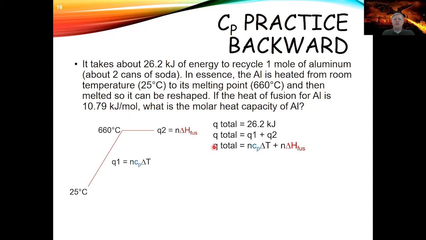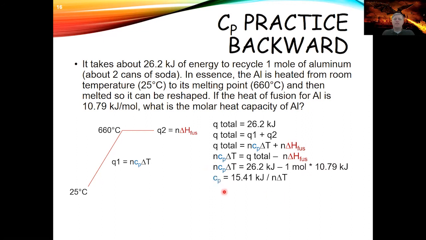So let's start by solving this just for this expression NC delta T over here. So we'll subtract over this N delta H, do a little rearrangement here. And now we can start plugging in some numbers for everything over here on the right. We can plug in our total heat, our number of moles, and our delta H of fusion. Then we can divide over by N delta T here and find that our heat capacity is equal to 15.4 kilojoules divided by the number of moles and our change in temperature.